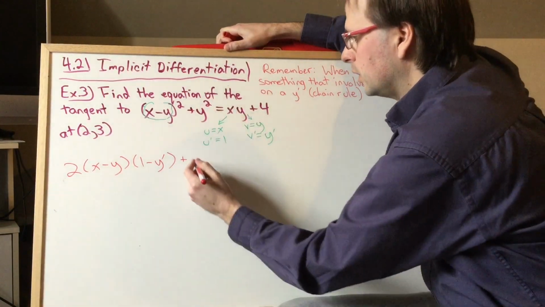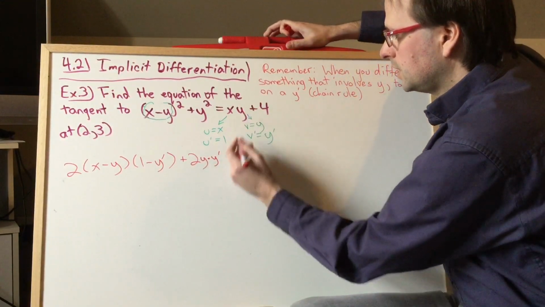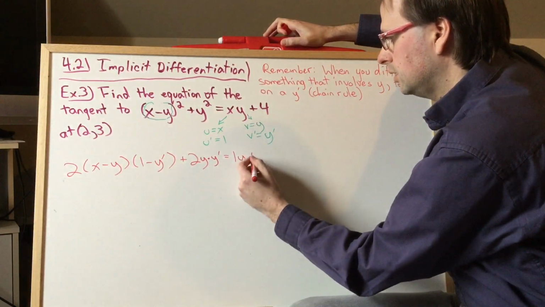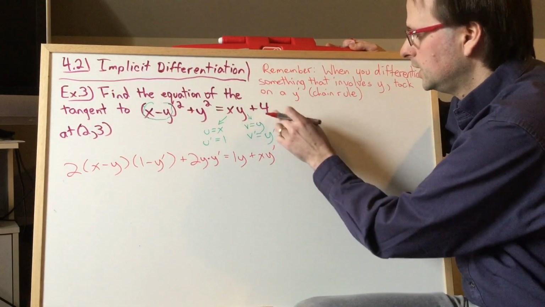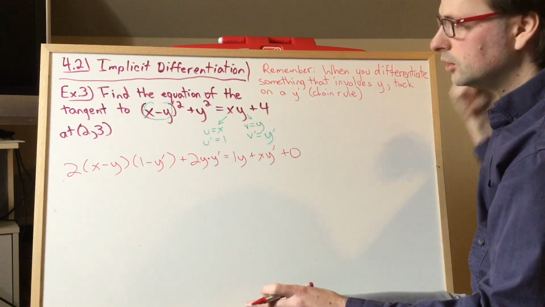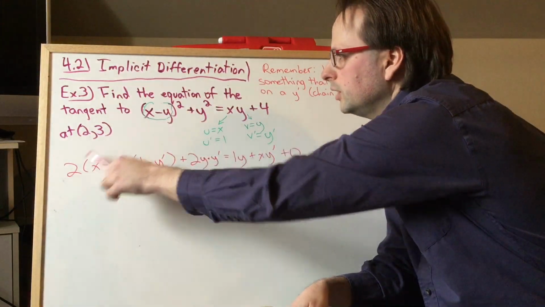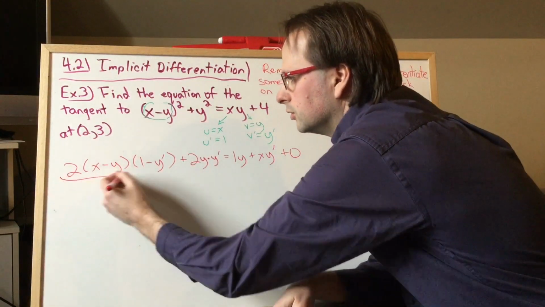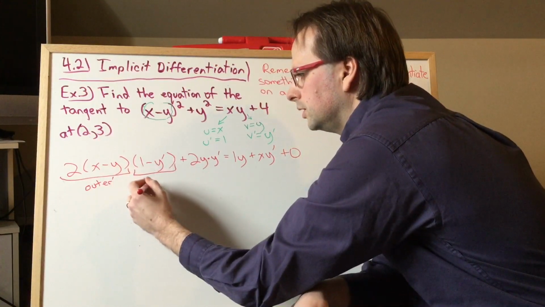Next piece, y squared turns into 2y times y prime. Next piece, u prime v, so 1y plus uv prime, so x, y prime, and then the plus 4 just turns into a 0. So maybe I'll write that there so that everything is accounted for. So again, chain rule here. Power came down front, power went down by 1 times the derivative of the inner. So this was outer prime, and this was inner prime.